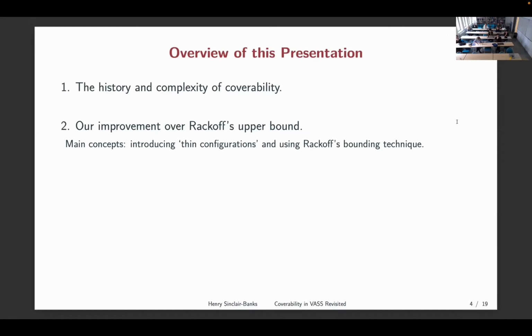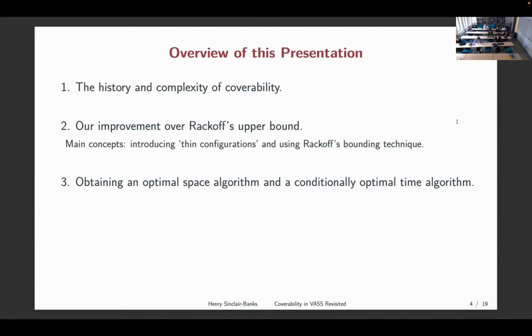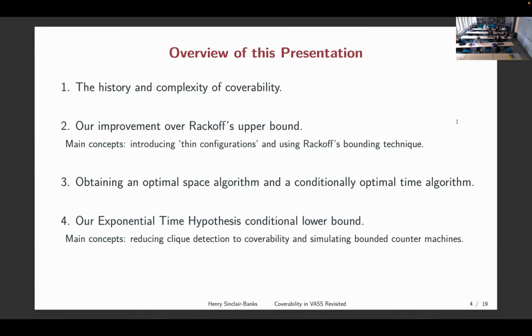I will introduce the notion of thin configurations, which we hope are very useful elsewhere. And we're going to show how we use Rackoff's bounding technique. Our approach is actually quite similar, but we're a lot more careful. And then from this, we get two algorithms for coverability. One that is optimal unconditionally in space, and the other that is conditionally optimal with respect to time. I'll explain why. And then hopefully I'll get onto showing the conditional lower bound because we bring that as well. For this, we'll be showing how to detect cliques in graphs as instances of coverability from some funky reduction. And we do this via simulating bounded counter machines.